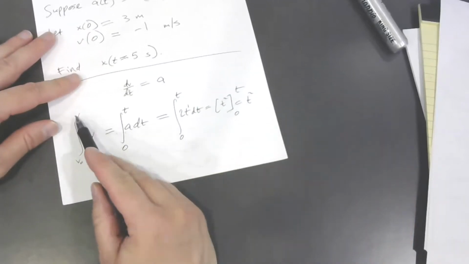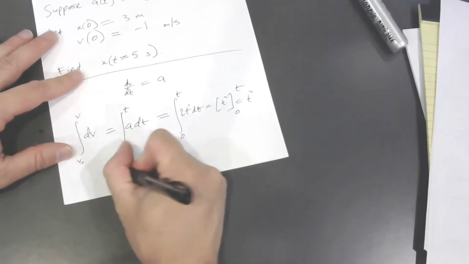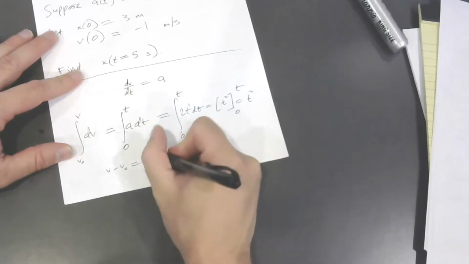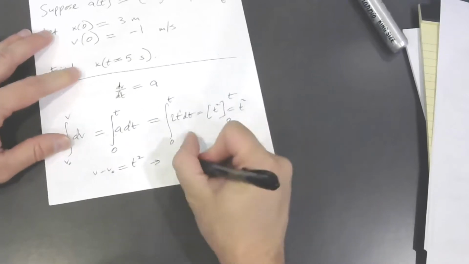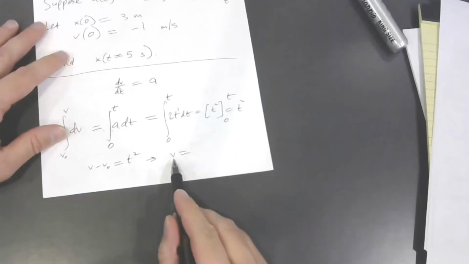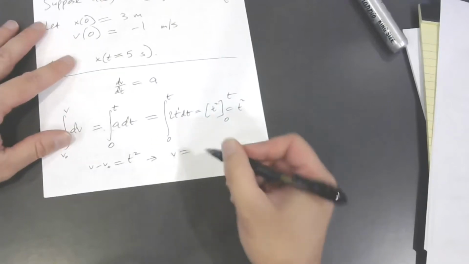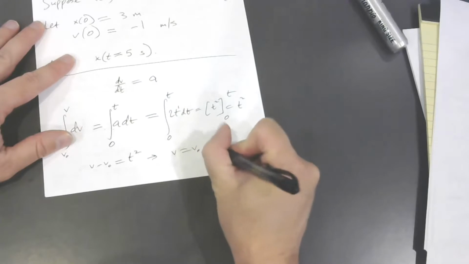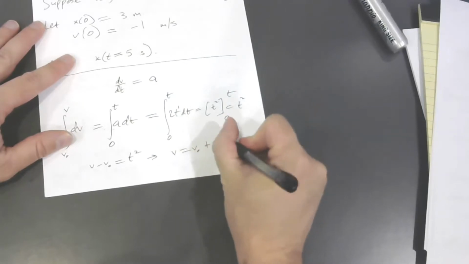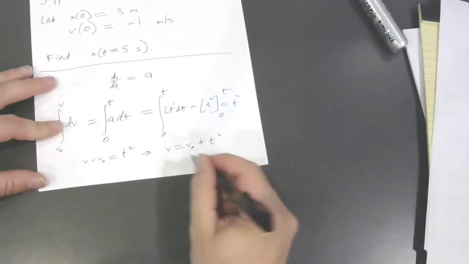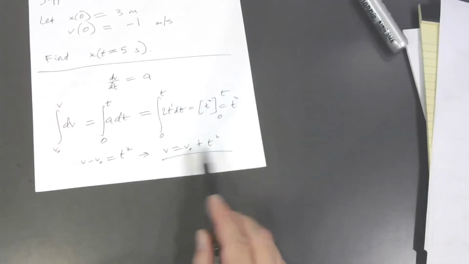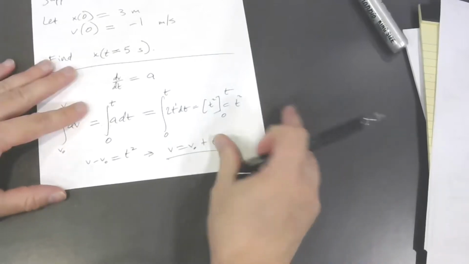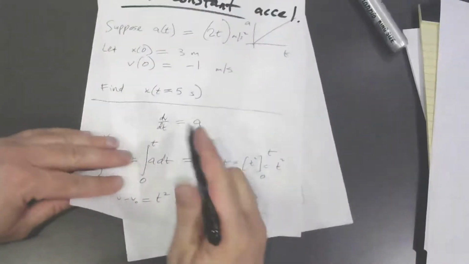Well, don't forget about the first part, right? So this says v minus v naught equals t squared. And we can write that as the velocity at any time. This is some variable velocity at time t, would just be the initial velocity plus t squared. Great. Now we know how the velocity depends on time. We can integrate once more to find how the position depends on time, because that's what we're being asked for.